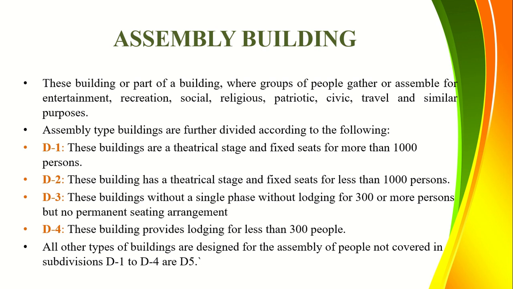So D1 buildings are those which have a theatrical stage, like a small mini theater, where the number of people is fixed, up to 1,000, like our cinema theater. Next, D2 buildings will have a theatrical stage and fixed seats for fewer than 1,000 people. And D3 is buildings without a stage, with seating for 300 or more persons, but no permanent seating.